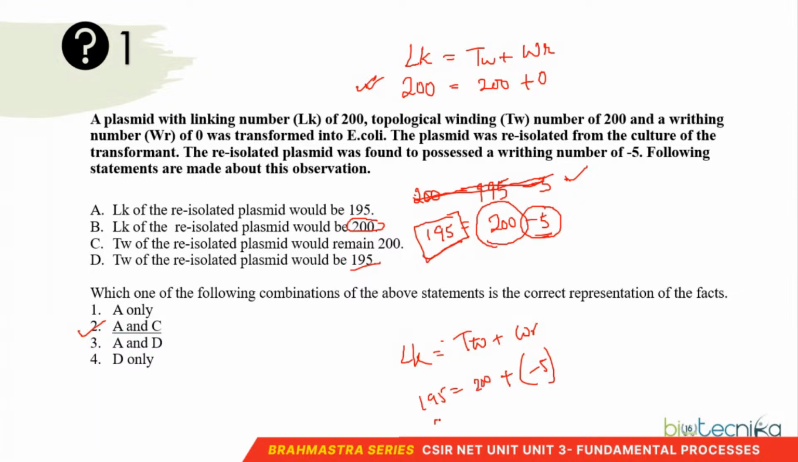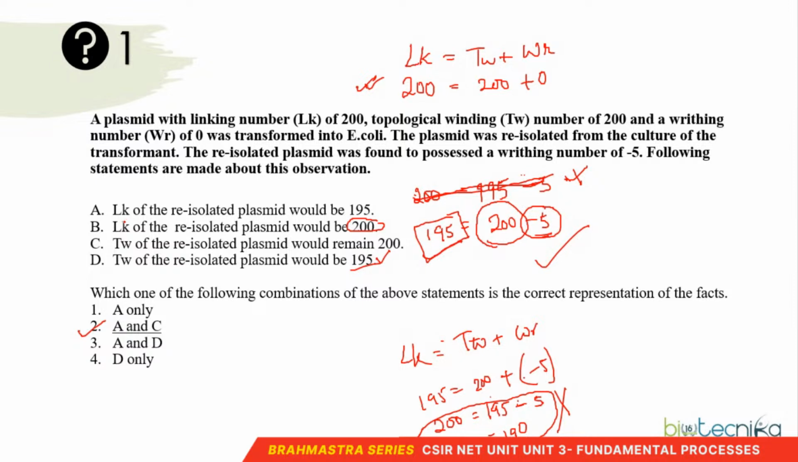Okay? But if I want to keep this linking number as 200, then will I be able to adjust here? Can I adjust here? If I keep this as 195, let me put this as 195. Plus minus is minus, right? -5. This will become 190, which is not tallying. This entire thing is not tallying. Okay, so this is wrong. This approach is wrong. Many of you will make a mistake here. Okay, this is correct. I hope you have understood.